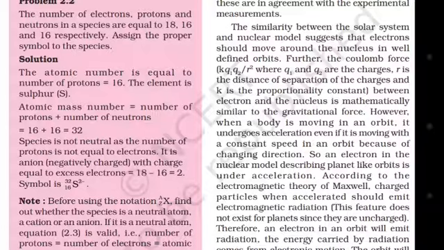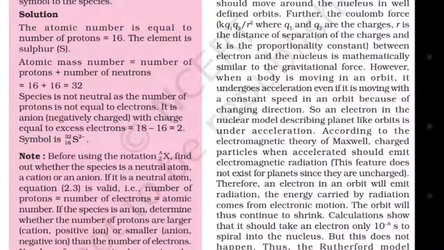Atomic mass number is equal to the number of protons plus the number of neutrons, which is 16 plus 16, equal to 32. The species is not neutral as the number of protons is not equal to electrons. It is an anion, negatively charged, with charge equal to the excess electrons, 18 minus 16, equal to 2. The symbol is 32 as superscript, 16 as subscript, of S2 minus.